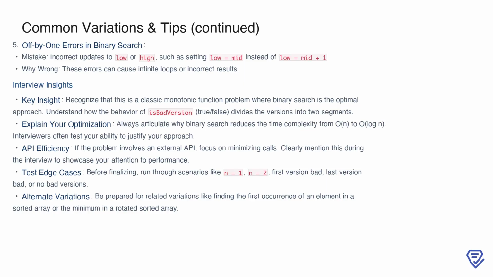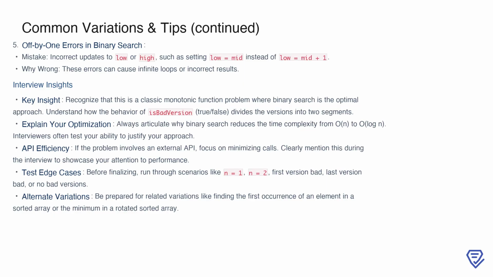Another common pitfall in binary search is off-by-one errors. These happen when updating low or high incorrectly, such as setting low equals mid instead of low equals mid plus 1. Errors like these can cause infinite loops or incorrect outputs, so it's important to double-check your boundary adjustments.